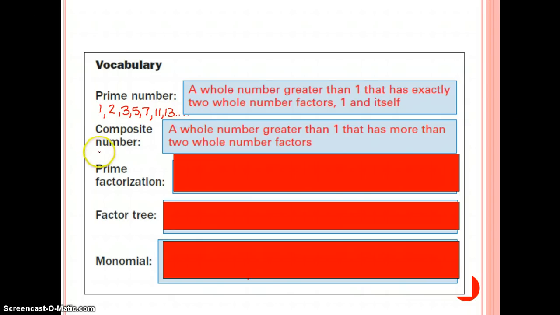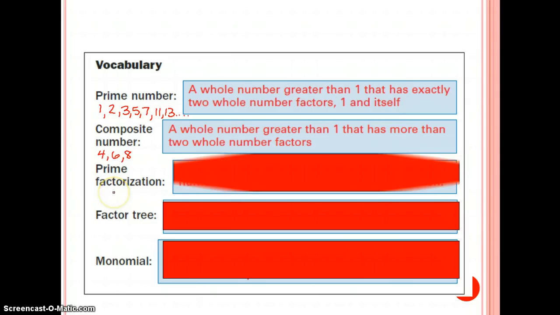Composite numbers are like the number 4. You can divide it by 4 and 1, 2 and 2. The number 6: 6 and 1, 2 and 3. 8: 4 and 2, 8 and 1, and so on.